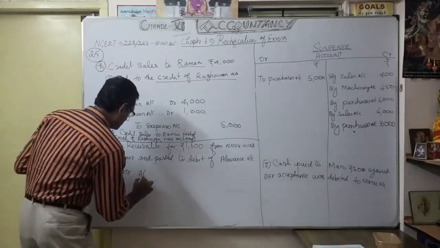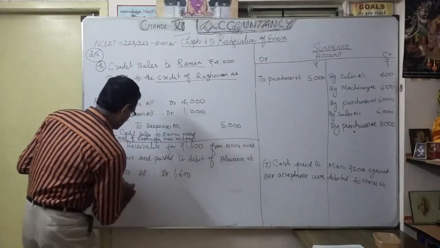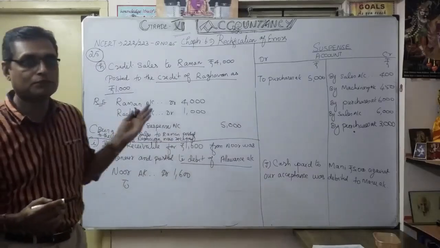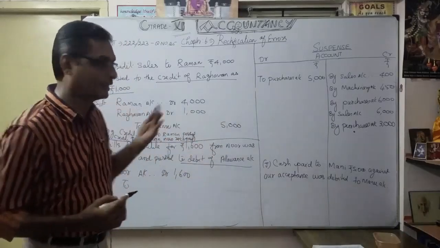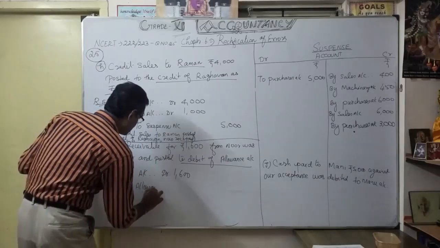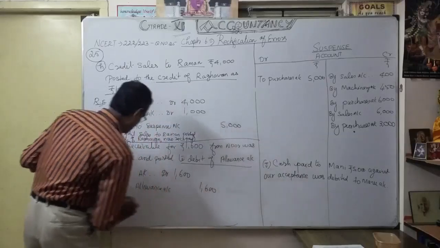Noor account debit 1,600. So earlier it was wrongly debited to the allowance account. So it's wrong. Error of principle. It was supposed to debit Noor. Okay. Now I'm going to rectify the allowance account. So I'm going to credit the allowance account, 1,600. Understood?